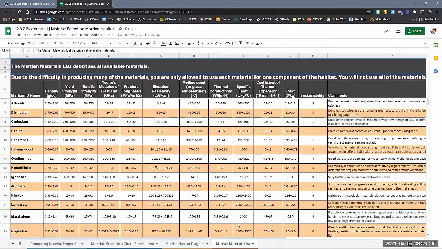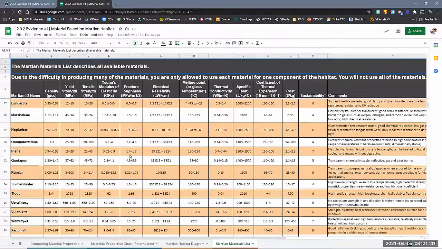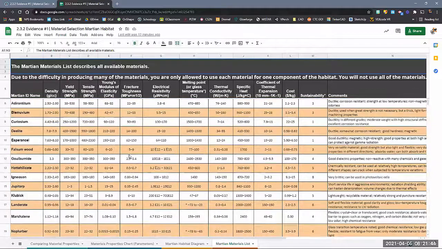For example, if I come over to the material list, one of the big ones might be fracture toughness, right? So I want it to be really fracture tough. As I go down this list, I notice that the range of these is pretty high, and we probably want one that's pretty high even on the low end. So I see, for example, Esperanzal. I don't know how to say some of these words myself. Esperanzal has a high fracture toughness. It says 62 to 150, in megapascals times meters rooted. That looks like it might be one of the highest ones, so my first choice would probably be this Esperanzal.